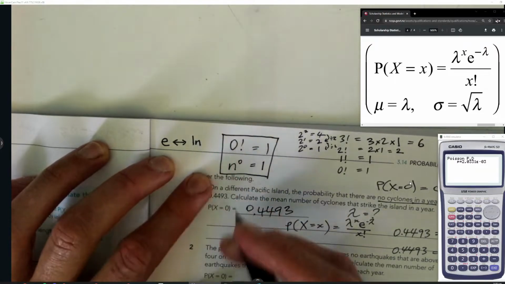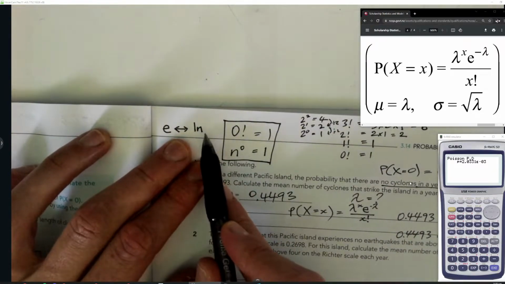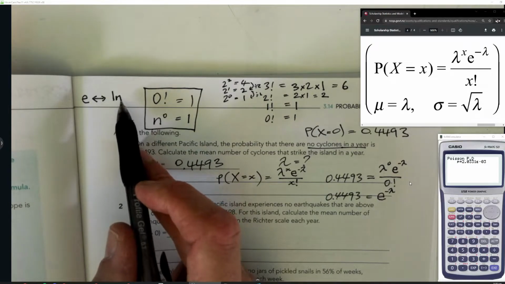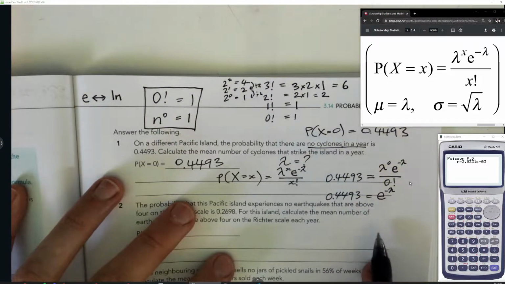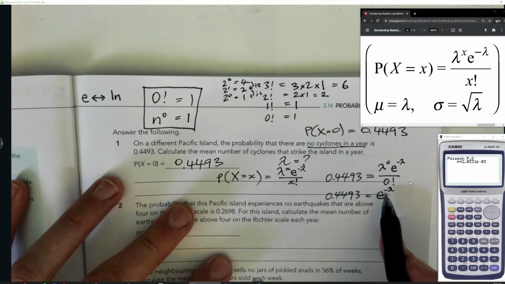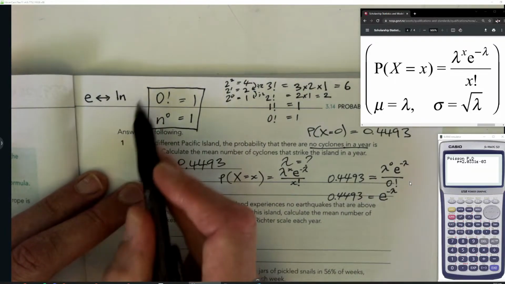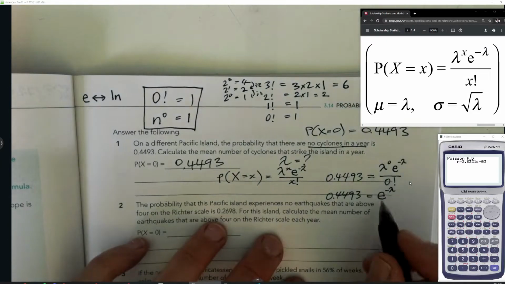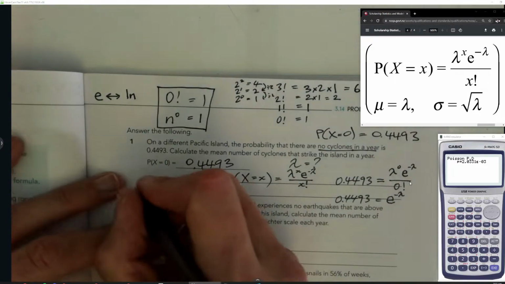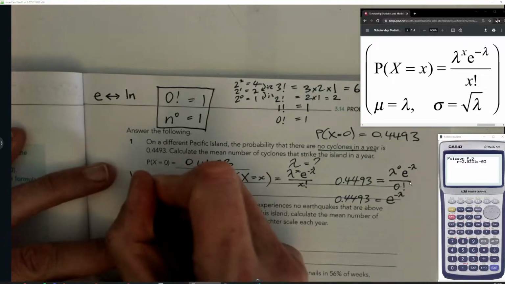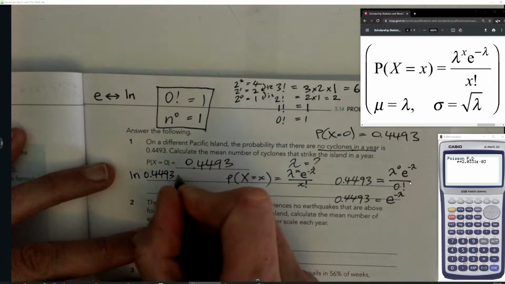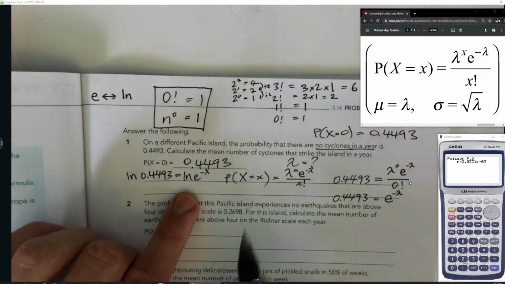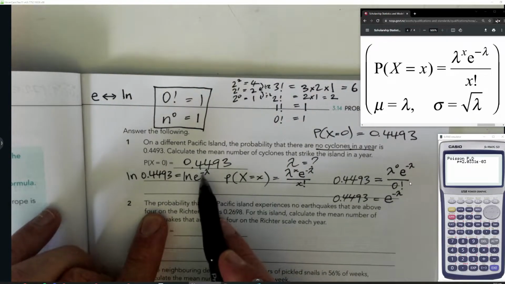Ln just means log base e, and logs are just a way of getting rid of exponents, or powers. See how this has got a power on it? It's e to the power of negative lambda. We can use ln to do the opposite. So if we take the ln of this side, ln of 0.4493, and then I take the ln of the other side, ln of e to the negative lambda, these things cancel each other out, and it gets rid of the fact that that's a power.